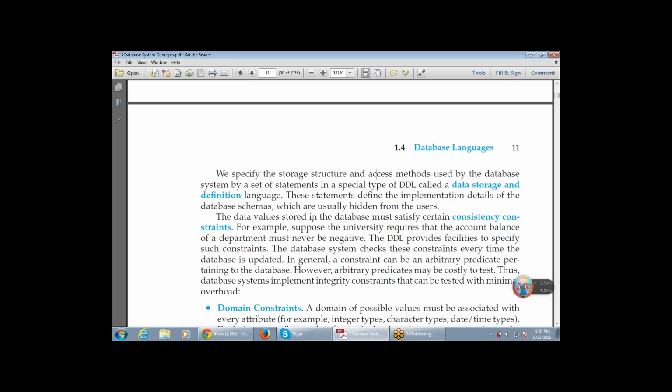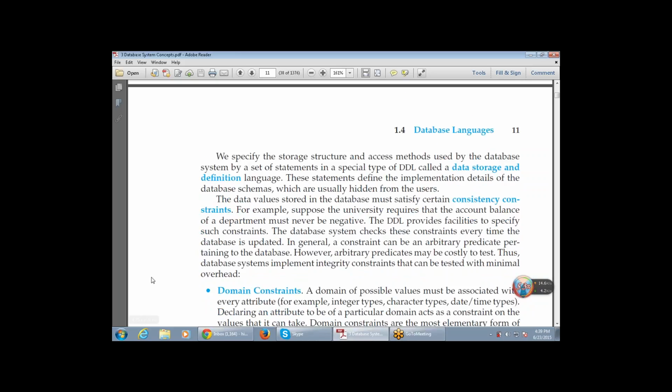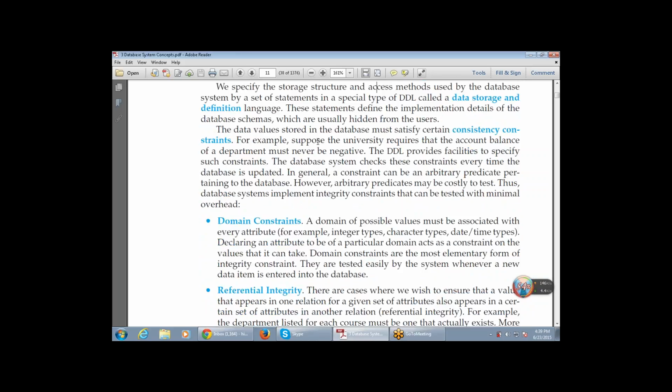The data values stored in the database must satisfy certain consistency constraints, and there are multiple constraints provided by the database management system. DDL provides facilities to specify such constraints. Therefore, the database implements integrity constraints that can be tested with minimum overhead. So what are the various constraints available? The first one is the domain constraint.